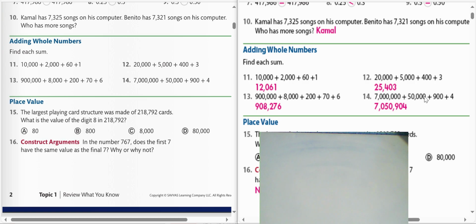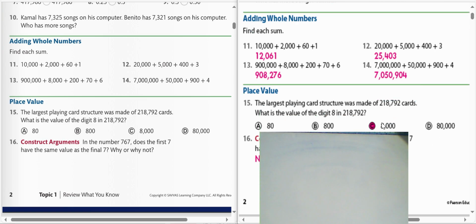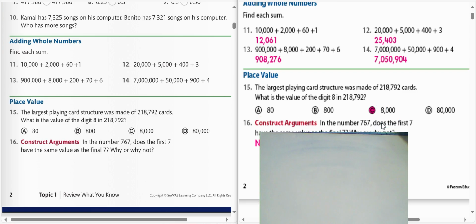And the next number, 7 million, 7,050,904. And then we can ask about the place value of the digit here. The digit 8 in this number lies in the thousands place, so you must choose letter C, 8,000.